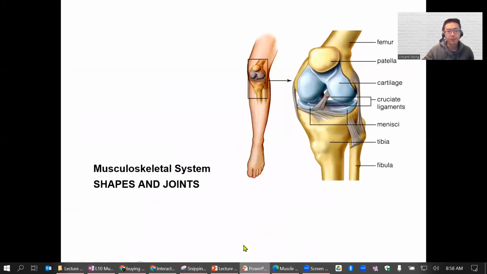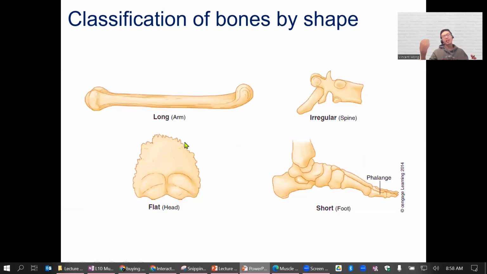Okay. Next thing we're going to learn is shapes and joints. We can classify bones based on shape. So there's the long bone, short bone, flat bone, and we have irregular shape. If it doesn't fit in other categories, we just call it irregular. Most of the bones in the head, parietal bone, temporal bone, frontal bone, they're considered flat, okay, because they're relatively thin, right? And if I ask you to provide examples of flat bone, just choose the ones in the skull.